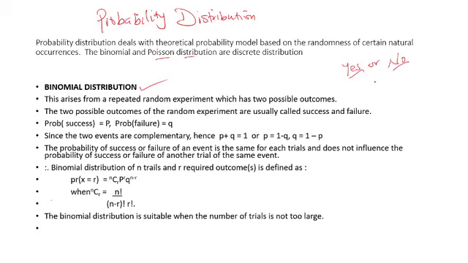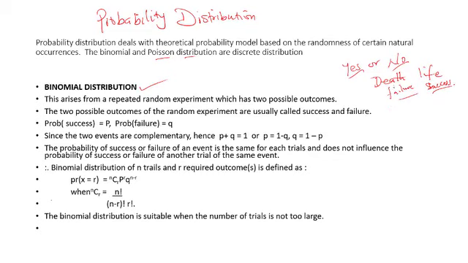Or the probability of death and life. That's where the binomial distribution comes to play. So the two possible outcomes of a random experiment are usually called success and failure. Just like what I said, death, that's failure, and life, which is success. That is how it is. So since the two events are complementary, hence P plus Q equals 1, or P equals 1 minus Q, or Q equals 1 minus P.